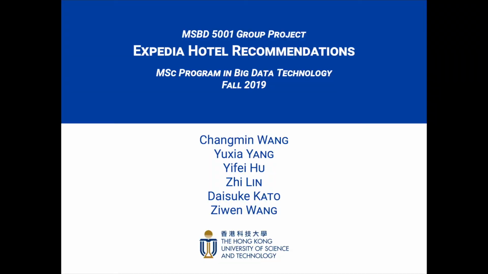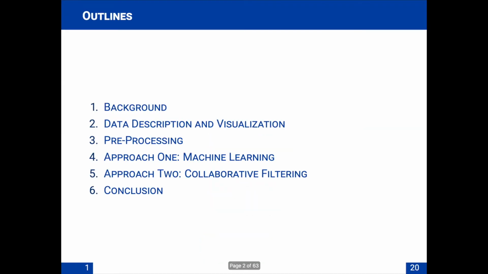Alright, let's get started. We have 6 members in this project. And this is today's presentation outline. We have 6 sections to present. So the first section, background.